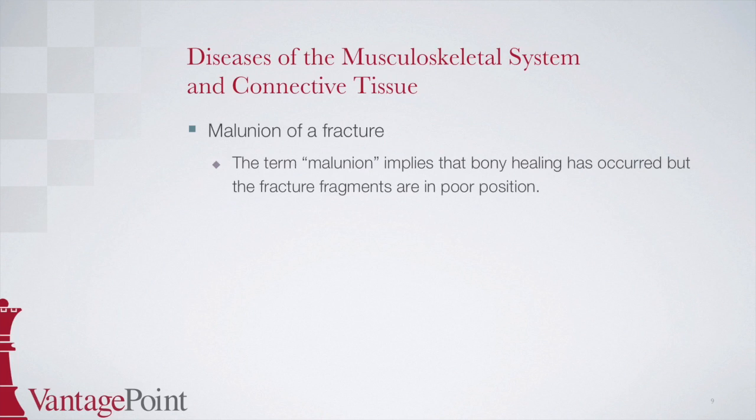Malunion means that some type of healing has occurred between the bone pieces, but the fracture pieces are in poor position. The bone on the right is an example of a malunion. To correct this, it is usually necessary to cut the bone, then reposition it, usually with the aid of internal fixation and possibly bone graft. Many malunions may be left without surgical interventions in the hopes that the patient will not have any functional problems.